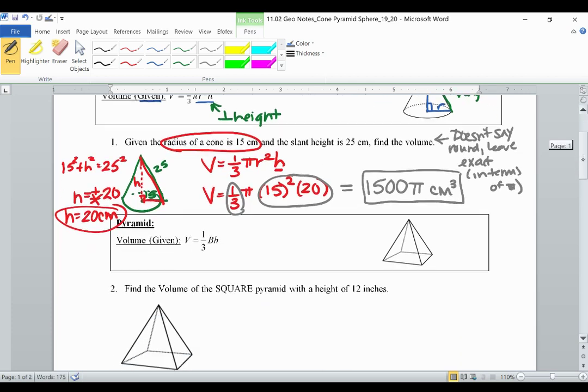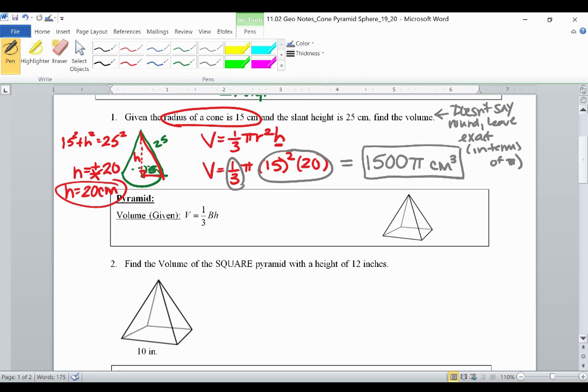Okay, and that's it for number 1. That's a cone. Let's talk about a pyramid now. So a pyramid looks exactly like you might think, like a pyramid. It can have a different shaped base, which is what's interesting here. So it could have a rectangular base, it could have a triangular base. And what's different here is it always comes to an apex.